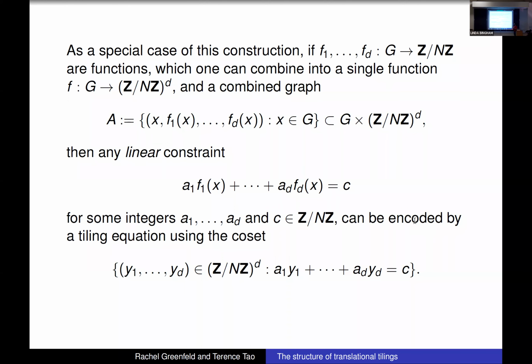So for instance, if I had somehow managed to generate many functions, like a function taking values in a big power of a cyclic group, a d-th power of a cyclic group, that's like d separate functions, each of which takes values in one factor of the cyclic group. If I wanted to assert a linear constraint between those d functions, that is the same as saying that the combined function f1 to fd lives in a certain coset of a certain hyperplane in my big group. And so there is now a tiling equation. So I can now assert linear relations between functions. Linear algebra is now part of my language.